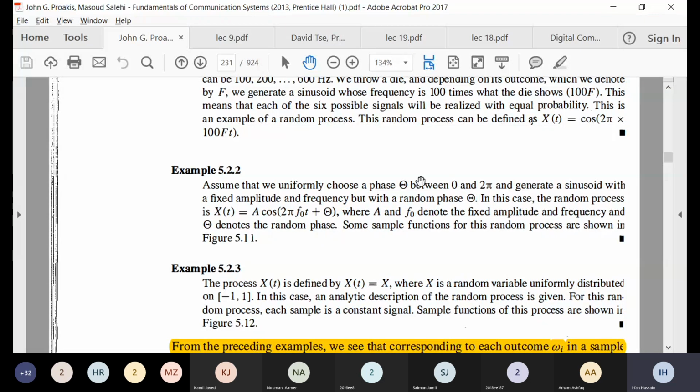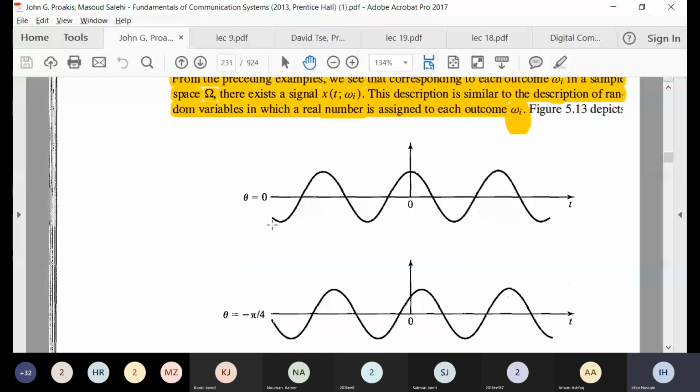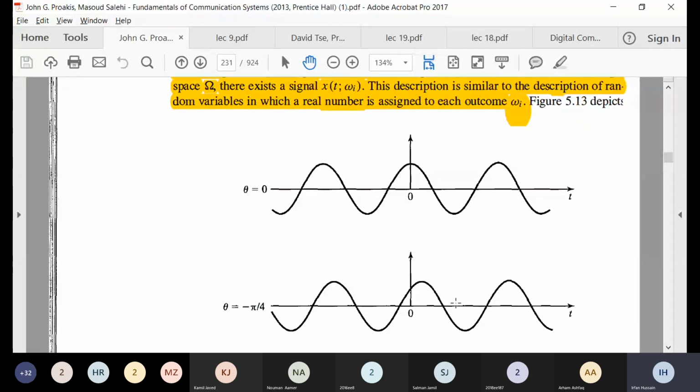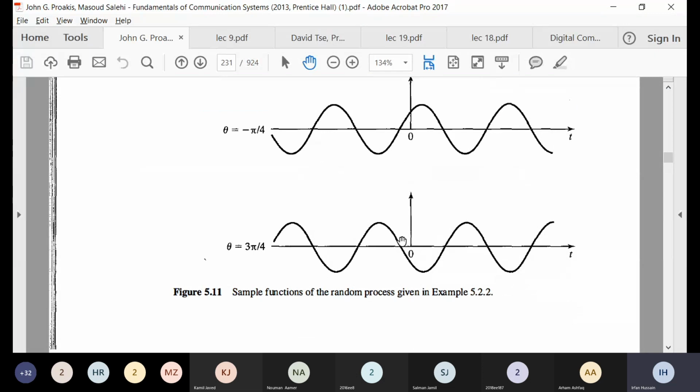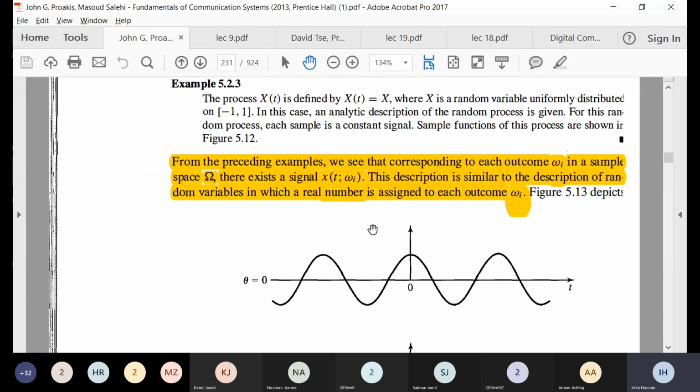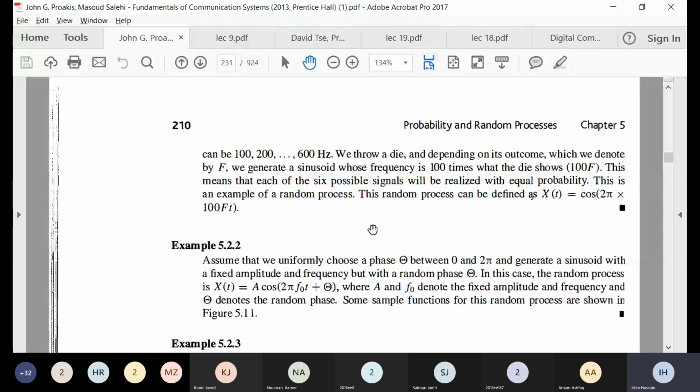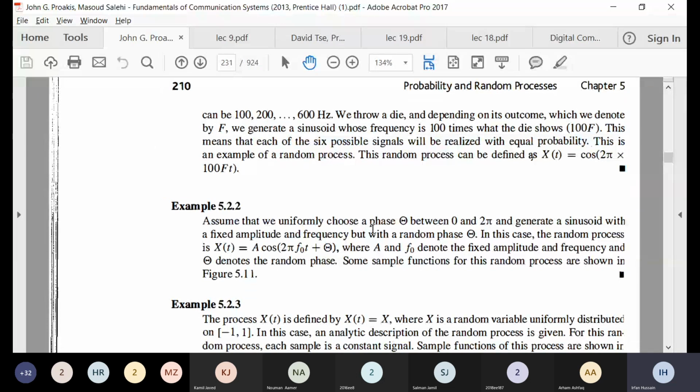Okay? So again, this signal now is a random process, and you can see here, this was if theta is 0. If theta is minus π by 4, it is delayed by π by 4. If theta is 3π by 4, it is advanced by 3π by 4. So you have a new signal corresponding to every random value, or the output of the random experiment, or you can say the random variable. Here we are getting a random variable. You can also say this 100F is also a random variable. So every random variable is giving me a new random signal. That is why it is called a random process.